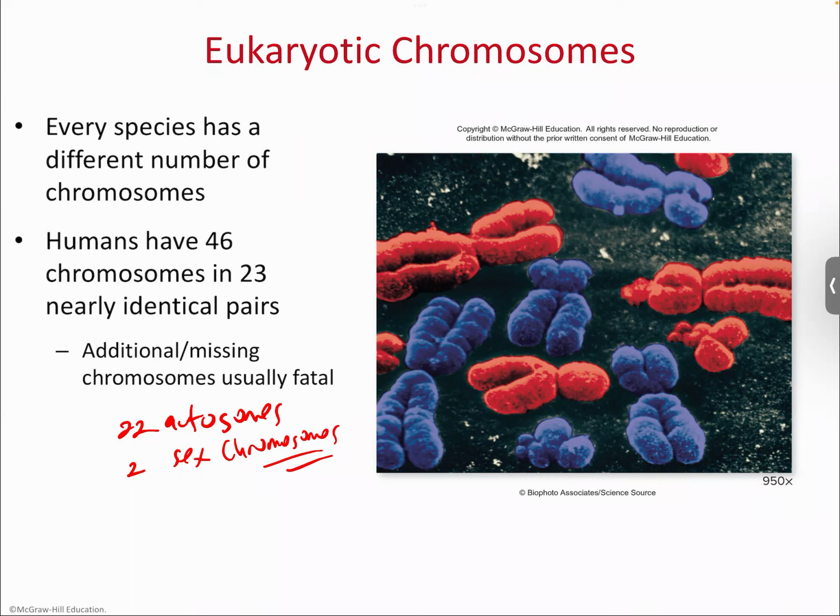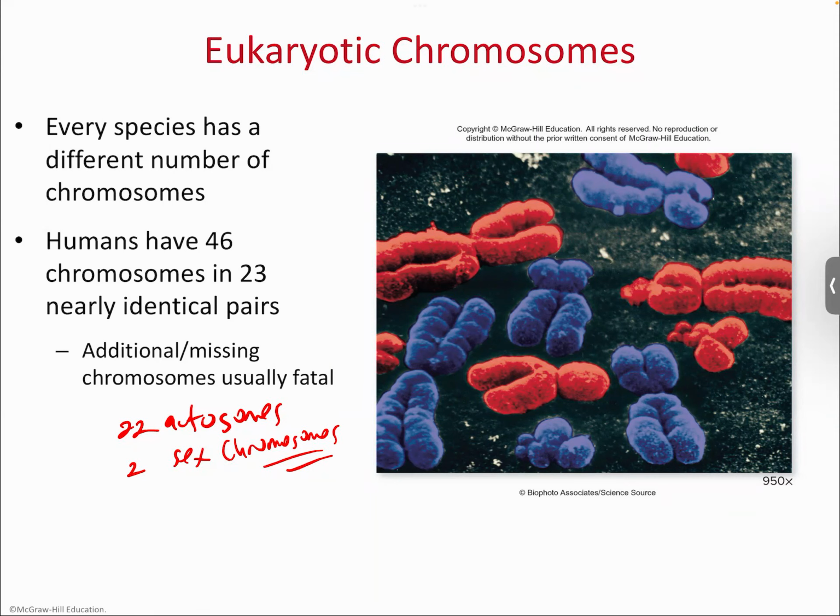These are actually real chromosomes. This is colorized, by the way. They don't come in blue and red. Chromosomes aren't colored. They're just, whatever they are, black and white basically. But this shows you what chromosomes look like when they're actively dividing. Okay, so that's what these guys look like.